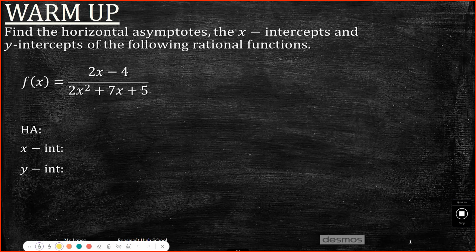Alright, so find the horizontal asymptotes, the x-intercepts, and y-intercepts of the following rational functions. Horizontal asymptote. Let's see, where would the horizontal asymptote be? Horizontal asymptote where? y equal to what?